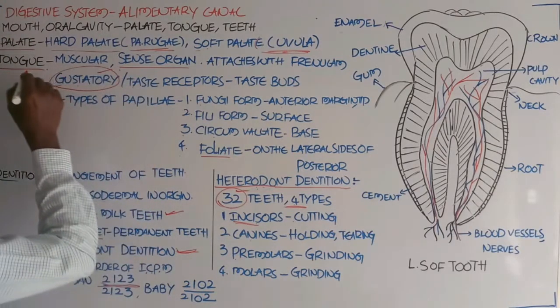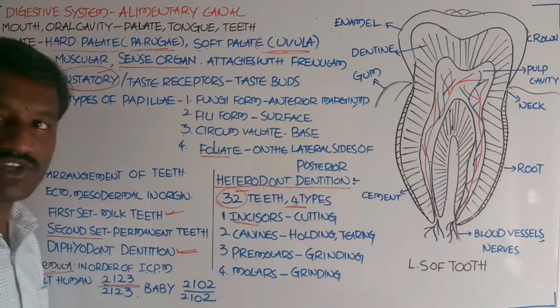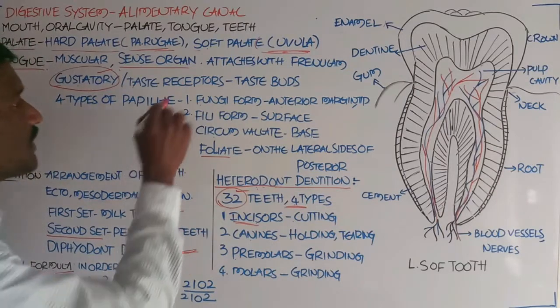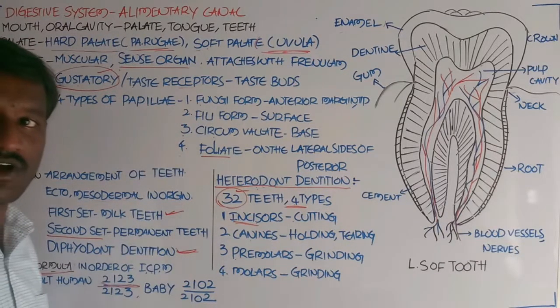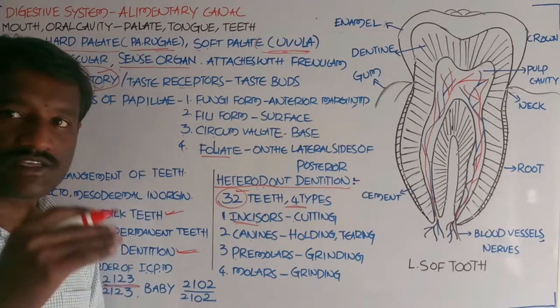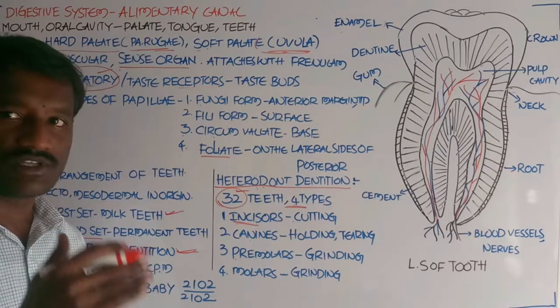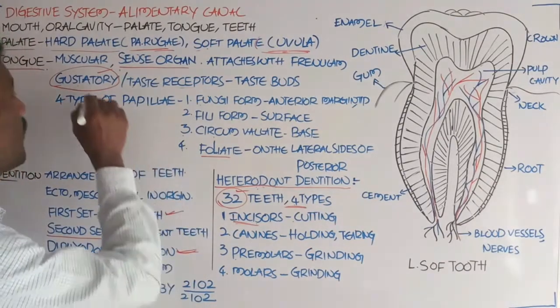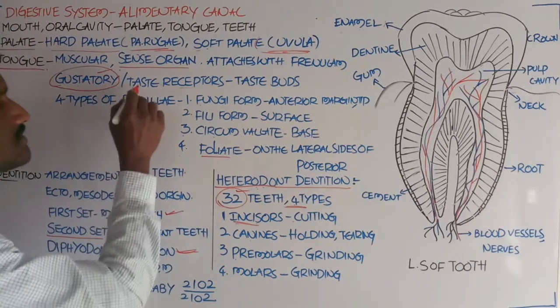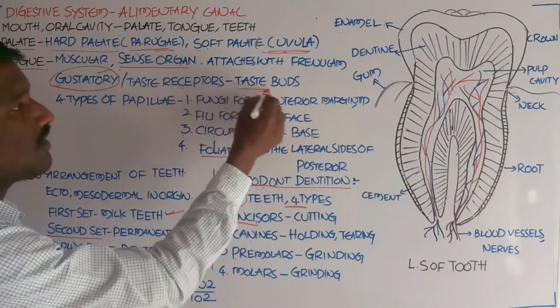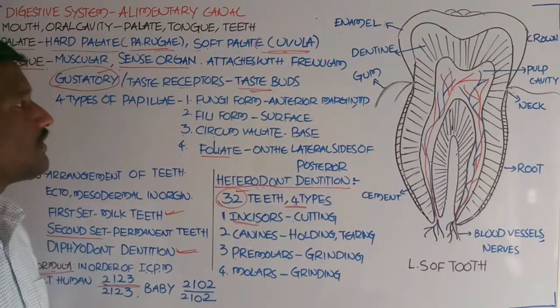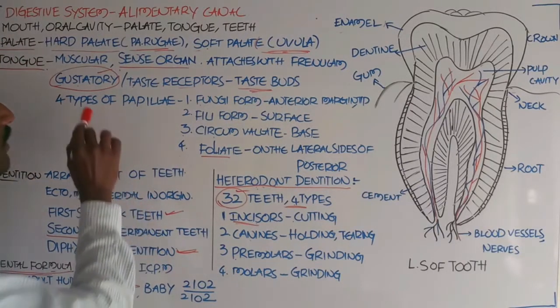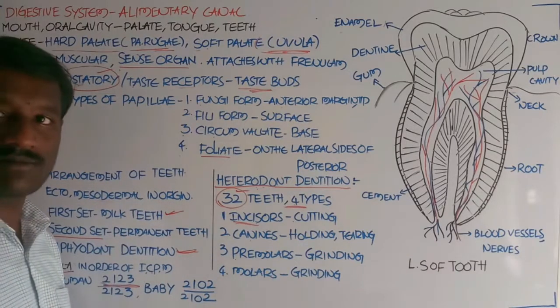The upper surface of the tongue consists of receptors. These are taste buds, also called receptors, arranged in the form of papillae. These are called gustatory receptors, taste receptors, also called taste buds. Students, there are four types of papillae.